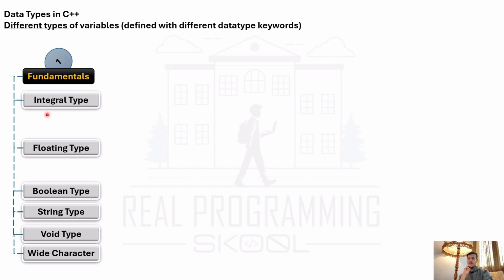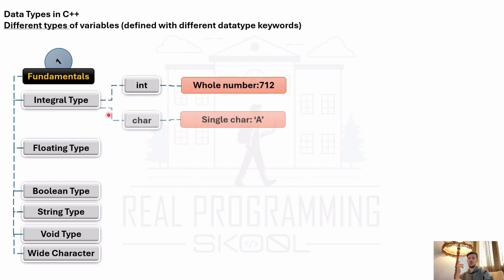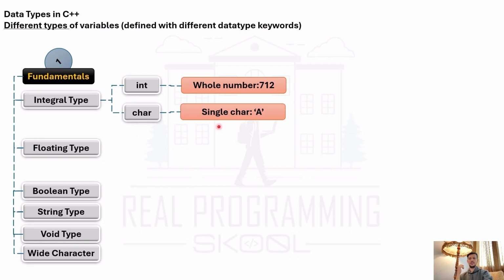Under the fundamentals, we have something called integral type. Under integral type is integer, which holds numbers like 712. And also the char data type, which holds a character, one character, not a string, just one letter. You will ask me why char, which holds a character, a letter, is under the integer type, under the numbers.